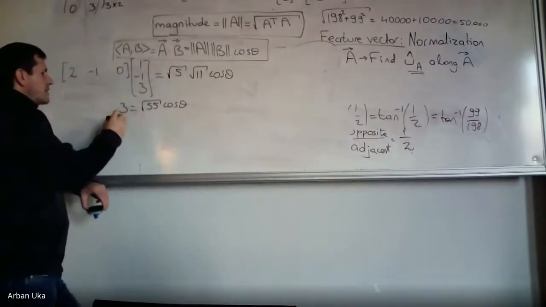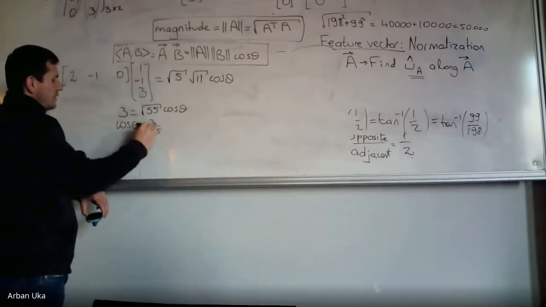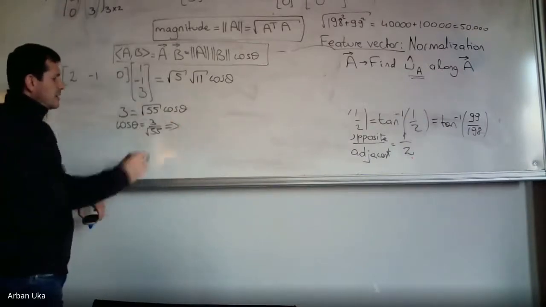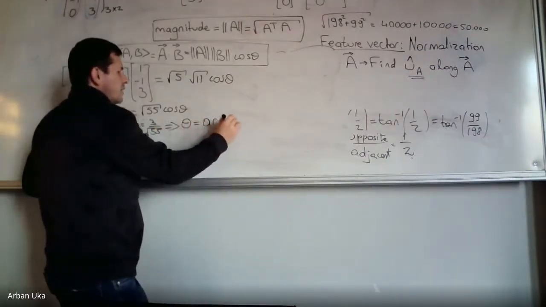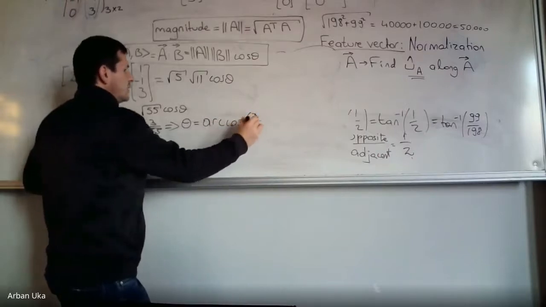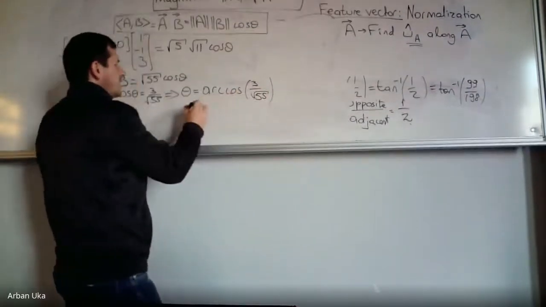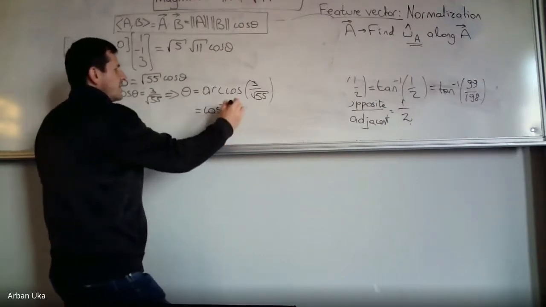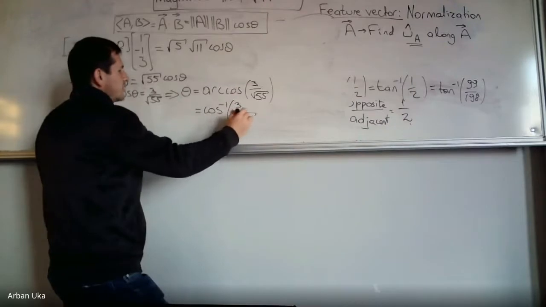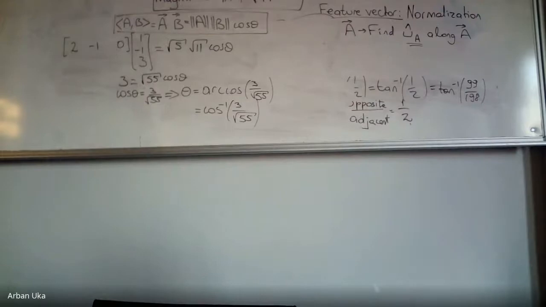So then we can say that cosine theta is equal to 3 over the square root of 55, and this implies that the angle theta is equal to the inverse cosine or arc cosine of 3 over square root of 55. Or similarly, we can write this as the cosine inverse of 3 over the square root of 55. So this way we can find the angle between any two vectors.